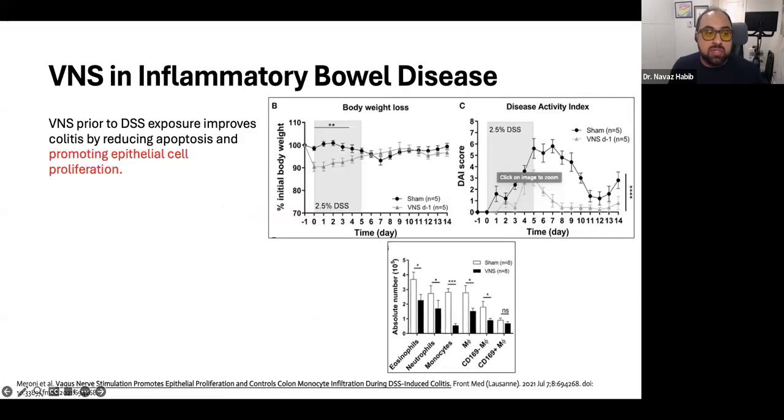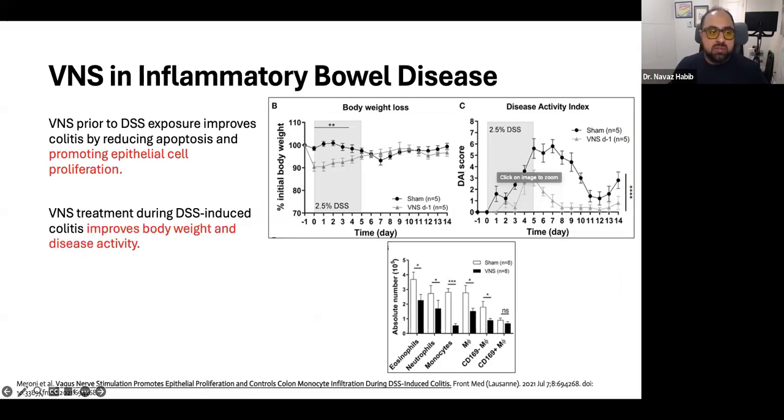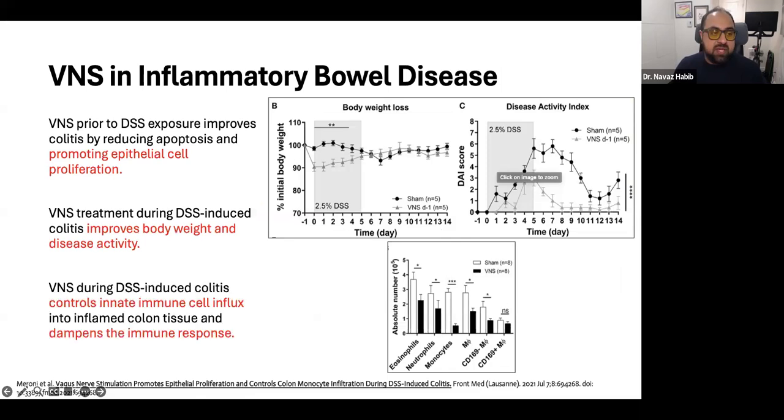In inflammatory bowel disease, VNS prior to DSS exposure improves colitis by reducing apoptosis and promoting epithelial cell proliferation. This is the prevention piece, helping to make sure that it doesn't occur or it's less likely to occur. During the DSS-induced colitis, VNS treatment improved body weight and disease activity, and VNS during DSS-induced colitis controls innate immune cell influx, how many macrophages are entering the cell, and thus dampens the immune response in inflamed colonic tissue.